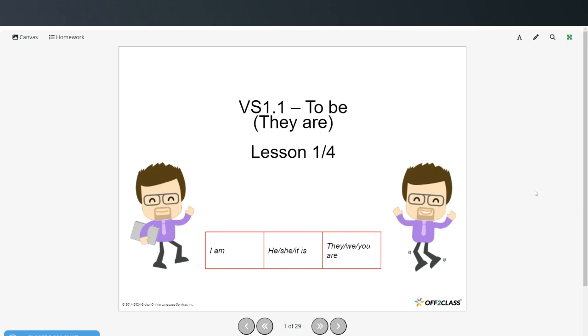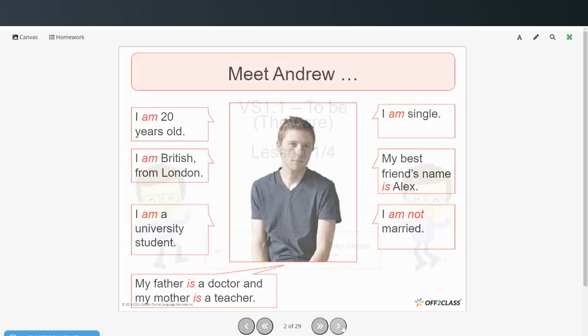This is an A2-level grammar lesson. We're going to be talking about the simple forms of verbs, and we're starting with the verb to be. So we're going to meet Andrew.